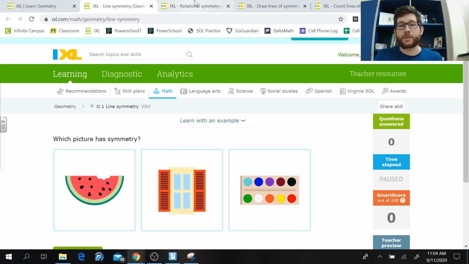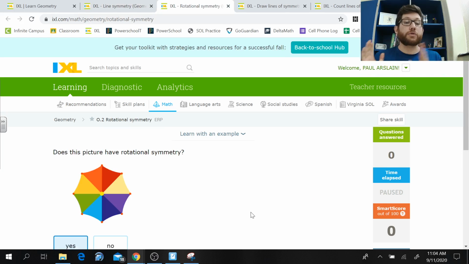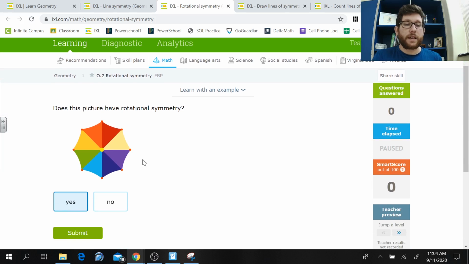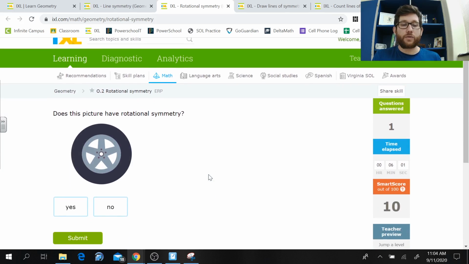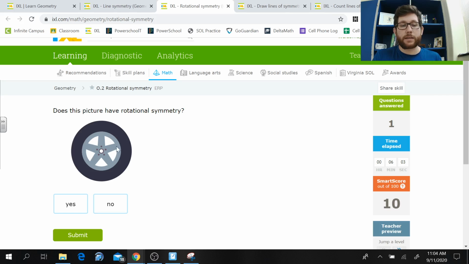So the first one's find line symmetry. The second one's find rotational symmetry. So in this case, this would be a no. We could rotate it on top of itself, but the colors won't match. And so again, each of these, this would be yes, right? We could rotate this part way through and get rotational symmetry.